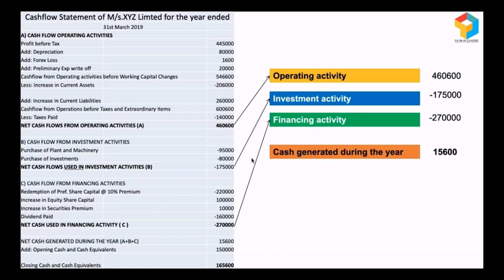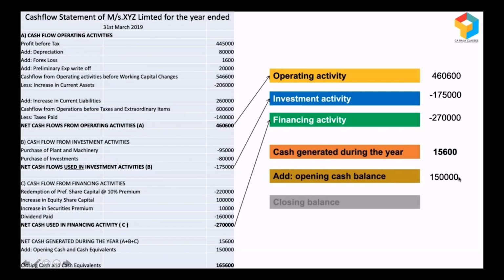We need not worry because look at their opening cash and cash equivalent position. They already had 1,50,000. So this 1,50,000 plus what they've made during the year, if you add, still at the end of the year their position is really comfortable. It's actually better than the previous year. Previous year it was 1,50,000, and at the end of the current year it is 1,65,600. So when I look at the cash flow statement, things are looking too good.